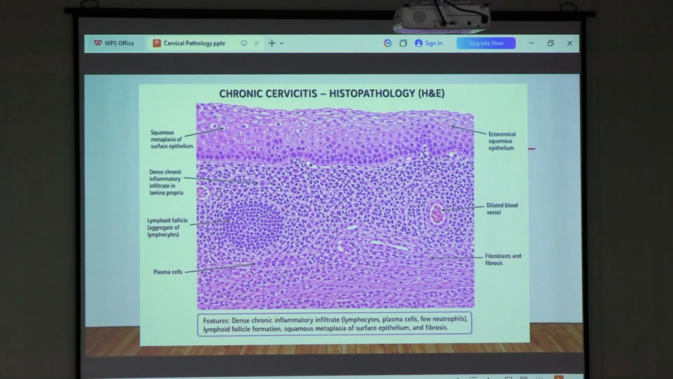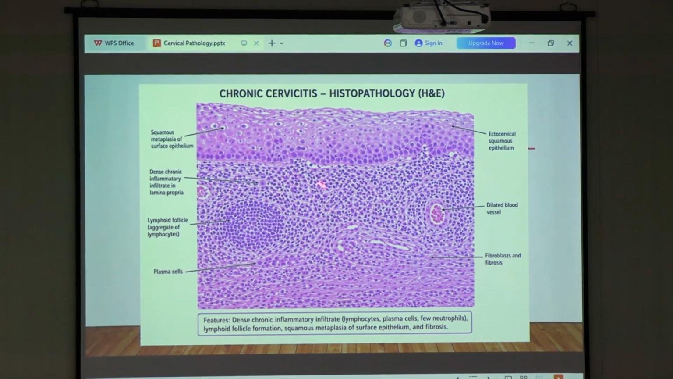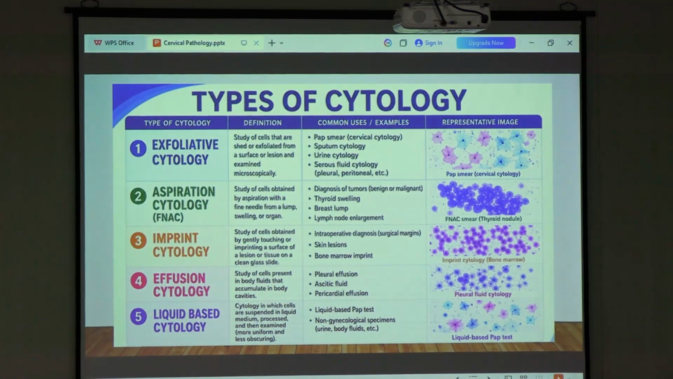See the diagram. You can see in the left part, this is a follicle. This is the aggregate of the lymphoid cells. So this is follicular cervicitis. Apart from them, there is dense inflammatory cell infiltration, mainly mononuclear cells, lymphocytes and plasma cells. So this is all about acute and chronic cervicitis.